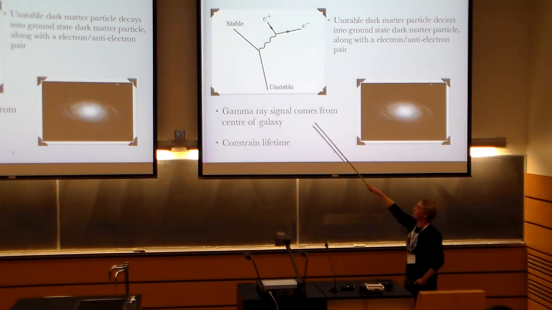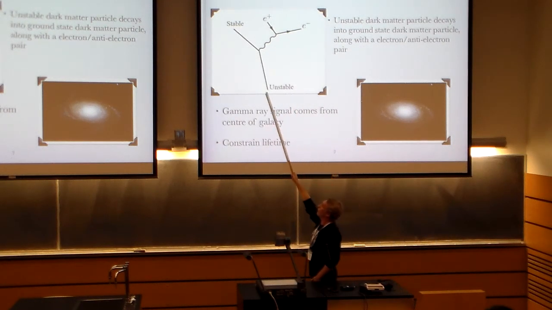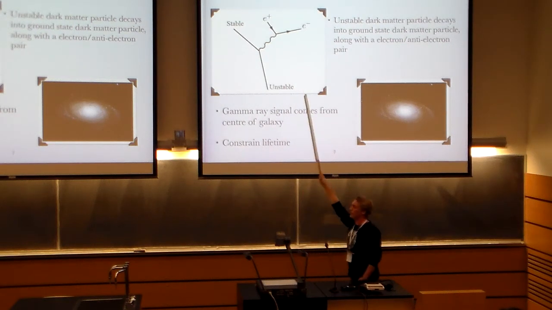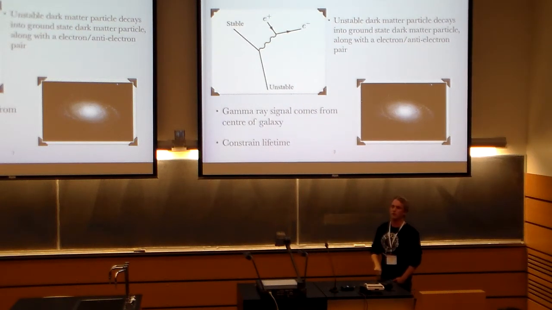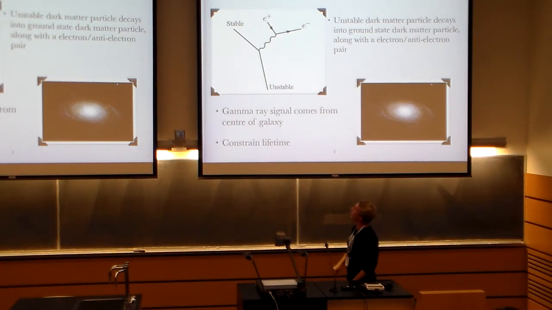So yeah, decay. This is sort of what the Feynman diagram would look like for that. It's sort of a toy diagram, I guess. So you've got the unstable state, it decays to the stable state, but also to that electron-positron pair, which then goes and annihilates to the gamma rays that we want as well.